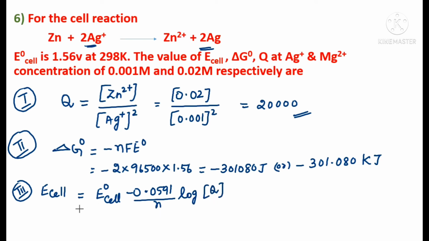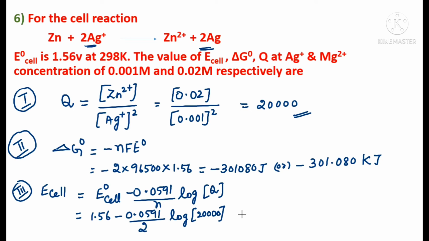Now we are going to substitute all the values. We have all the values. E naught cell value is 1.56 minus 0.0591. What is the n value? It is 2, log of Q. What is the Q value? It is 20000, right?